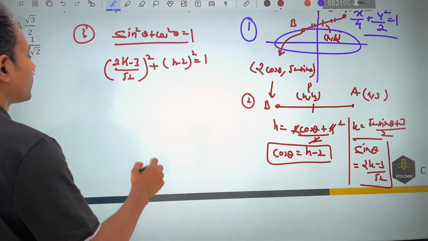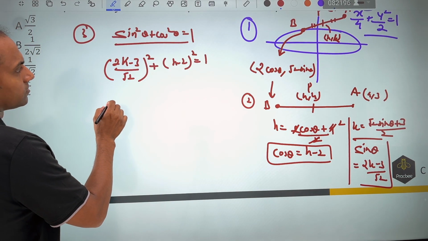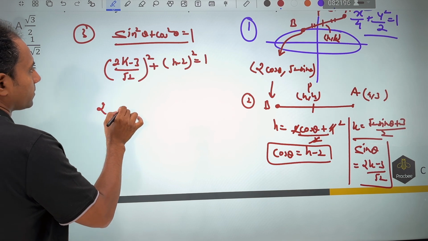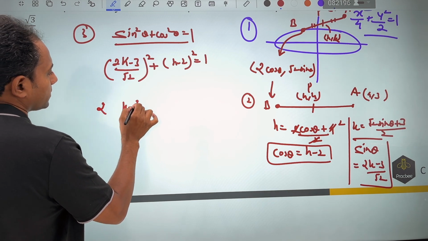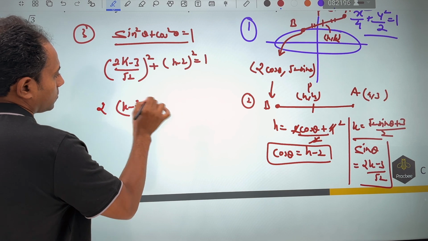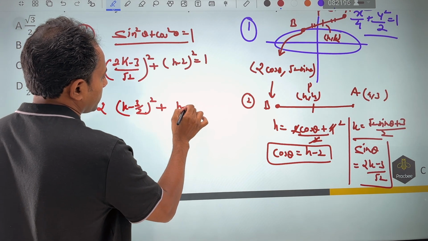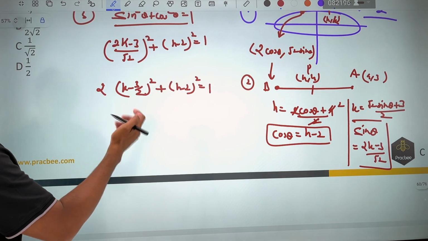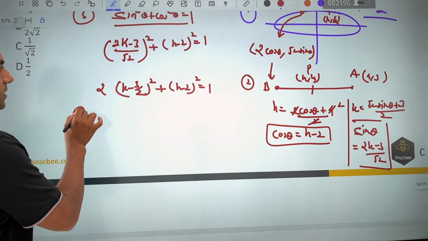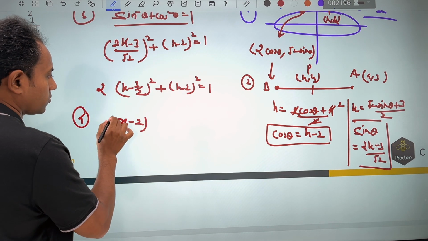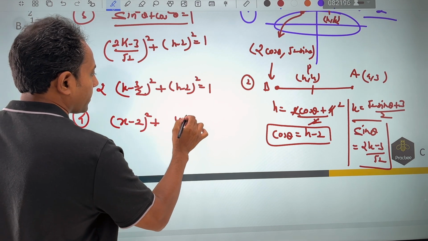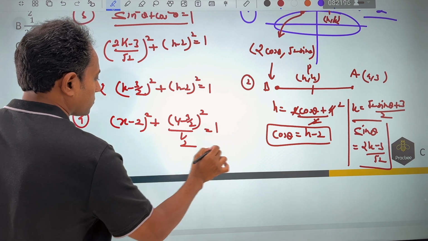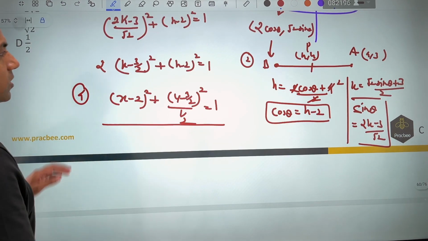Once you have done this, if I simplify, this 2 we can take out. So this will become 2 times (k − 3/2)², and this will become (h − 2)² is equal to 1. Or if I simplify this, in the fourth step, replace h by x and k by y: (x − 2)² plus (y − 3/2)², and this 2 we are writing in the denominator as 1 by 2. So you can see that the locus also comes out to be an ellipse.